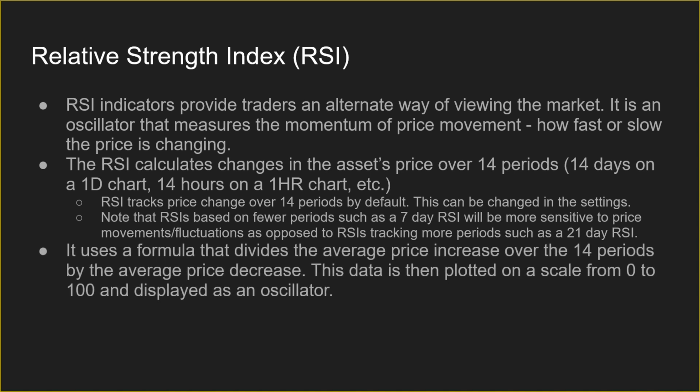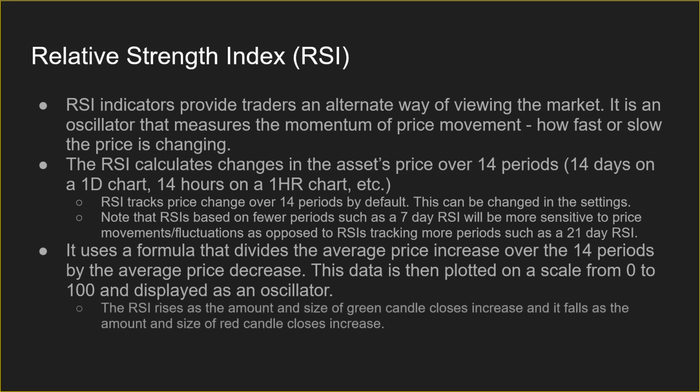Now, the RSI uses a formula that divides the average price increase over the 14 periods by the average price decrease. This data is then plotted onto a scale from 0 to 100 and is displayed as an oscillator. The RSI rises as the amount and the size of green candle closes increase, and it falls as the amount and size of red candle closes increase. So it'll fluctuate based on what the market is doing.